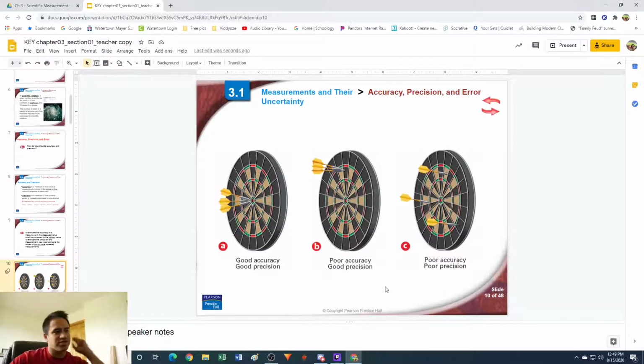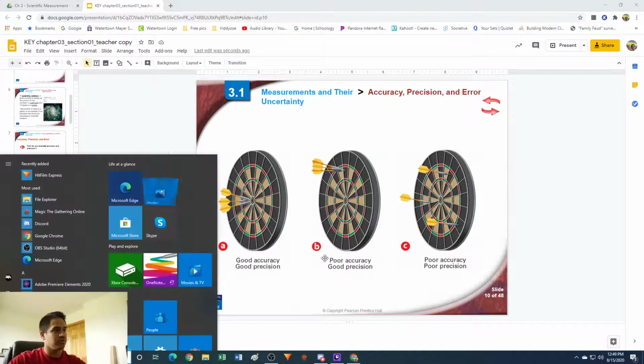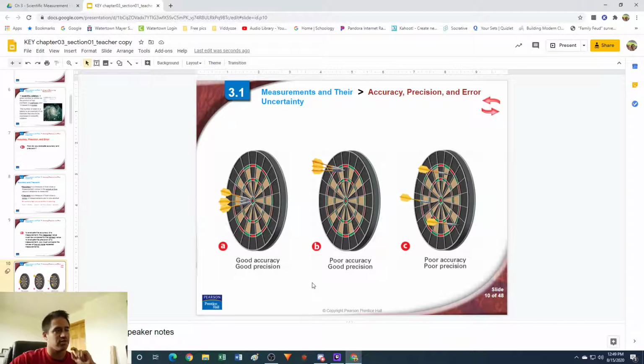So this image of throwing darts kind of shows this whole idea. This first picture shows good accuracy and good precision. We have good accuracy because the place that we're trying to hit is the bullseye, and we are hitting the bullseye, so we are accurate. And as for precision, we're throwing 3 darts, and they're all landing in the same spot. That means also good precision, okay? So they're landing in the same place, and they're hitting the spot they're supposed to be.